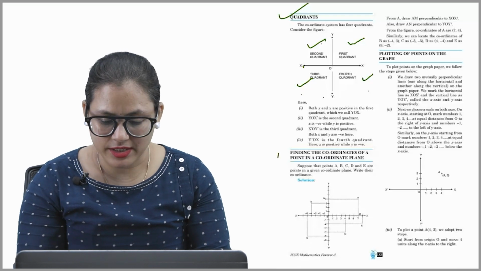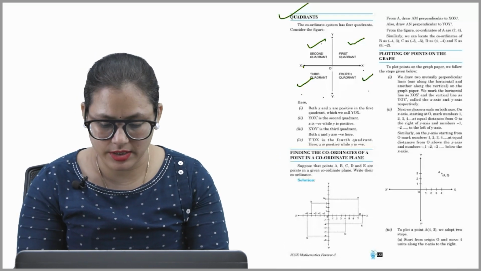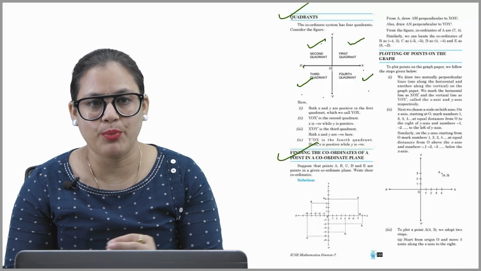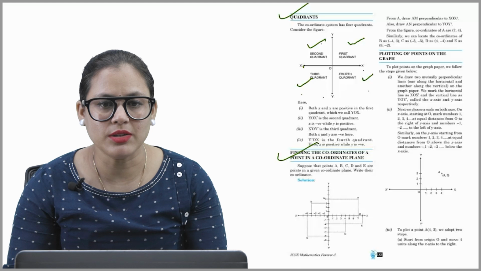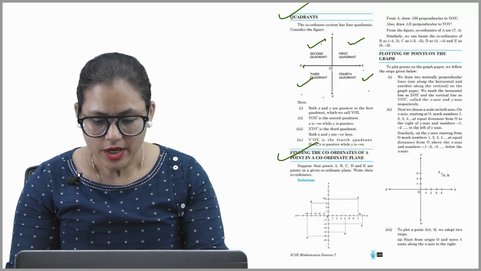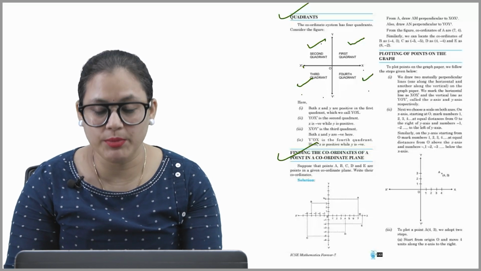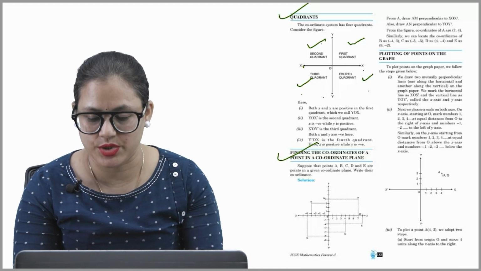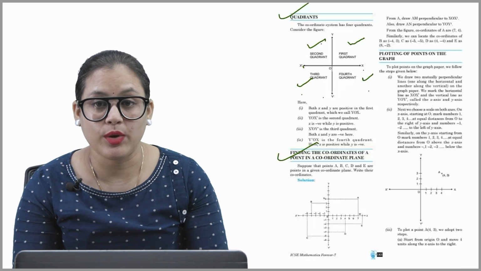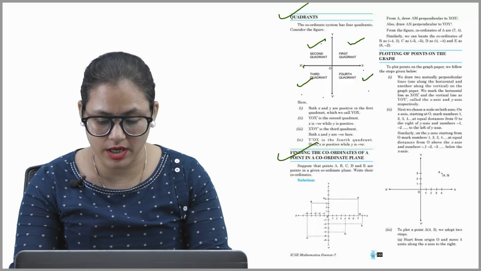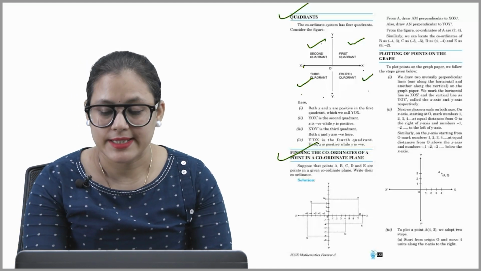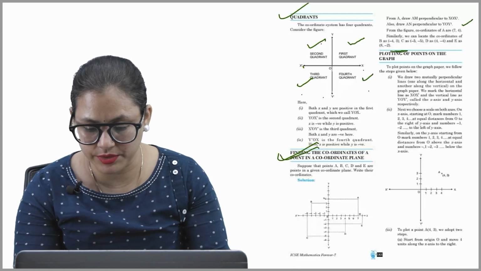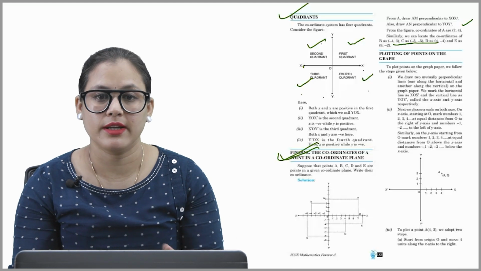Okay, finding the coordinates of a point in a coordinate plane. Suppose that points A, B, C, D and E are points in a given coordinate plane. Write the coordinates. Okay, now from A you will draw AM perpendicular to XOX'. Okay, also draw AN perpendicular to YOY'. From the figure, coordinates of A are, as you can see here, 7 and 4. Then similarly all points are also given here. Okay, coordinates of B, C, D, right?